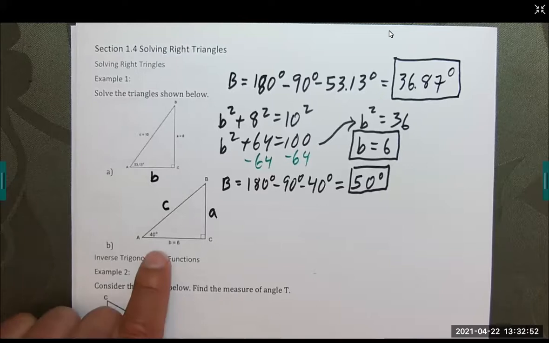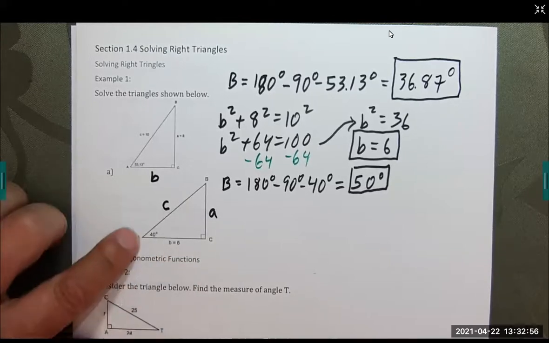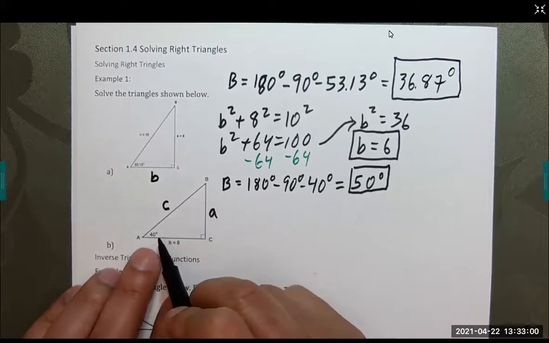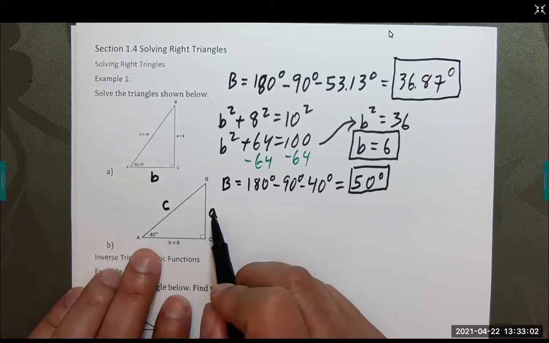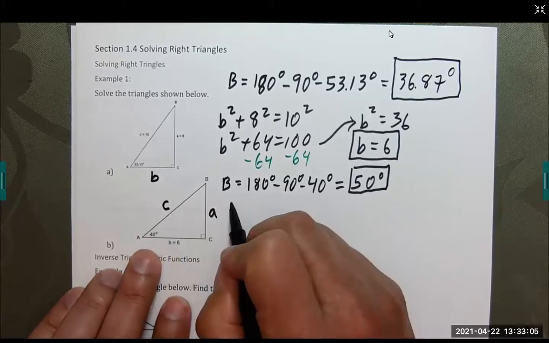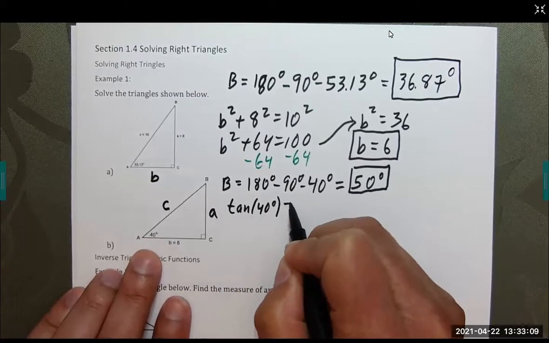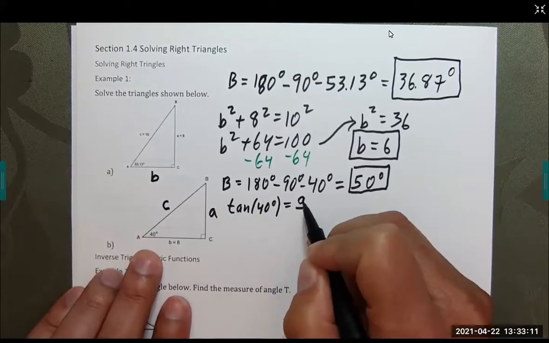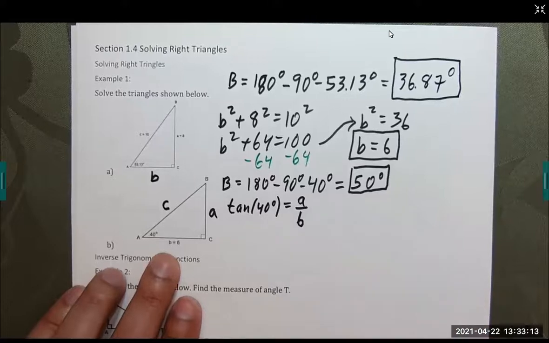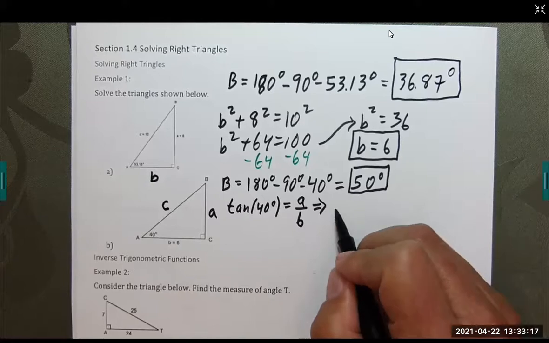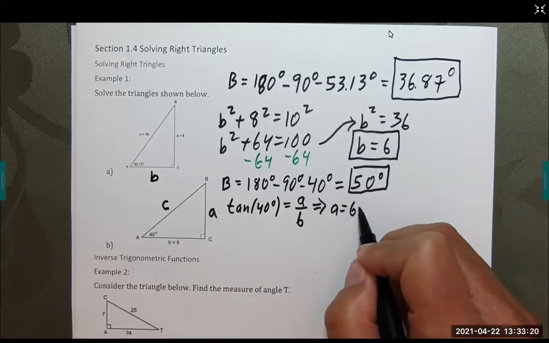So we know the adjacent side to the angle that's known. And I'm going to start out by getting this a here. And that's going to be using tangent because it's the opposite over the adjacent. So tangent of 40 degrees is a over 6, which means that a is 6 times the tangent of 40 degrees.